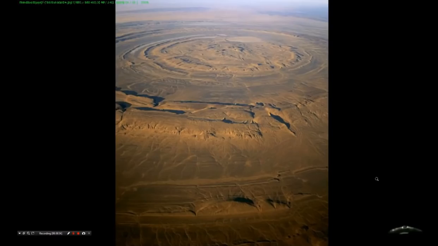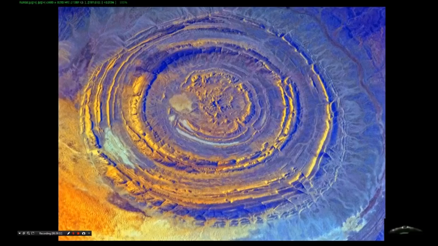And of course, my favorite. Here's another with the sun. Looks like the sun is hitting it from the west.